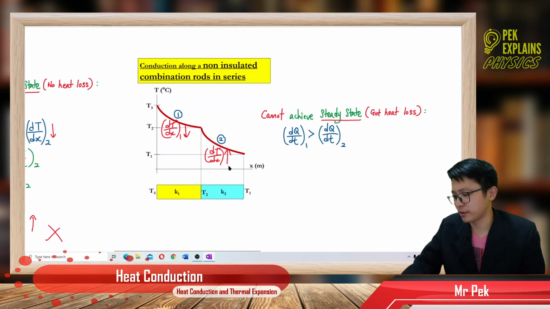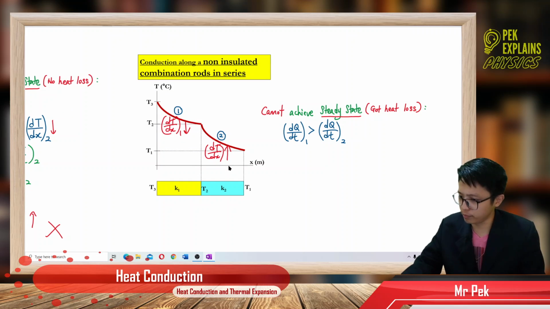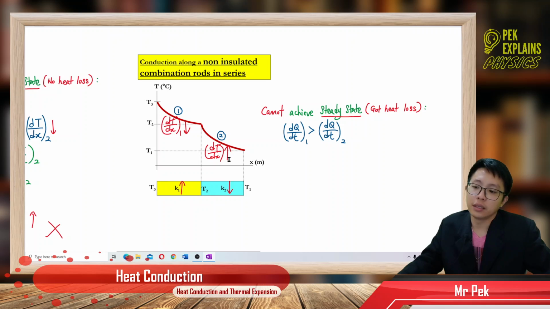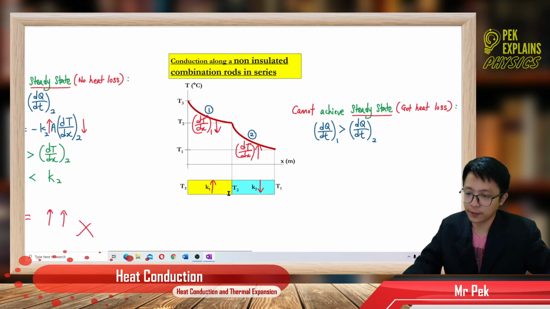So what I can summarize here is, which one is a good conductor? The smaller gradient is a good conductor. The bigger gradient is a bad conductor. A bigger gradient means low thermal conductivity. A smaller gradient means higher thermal conductivity.